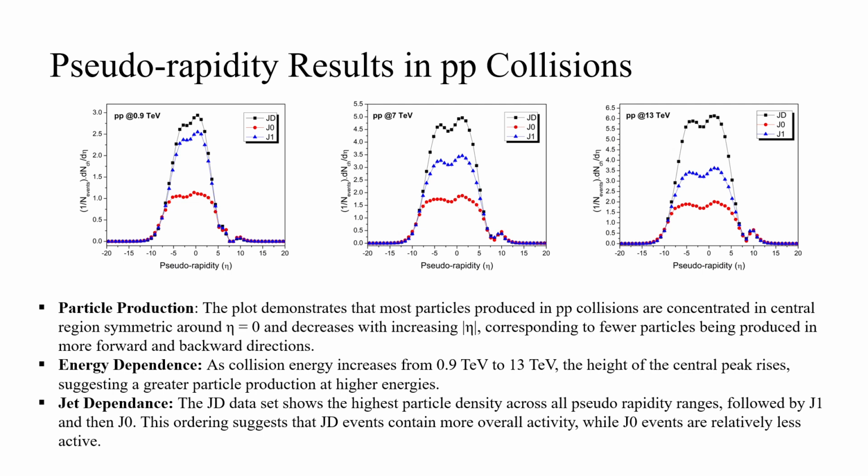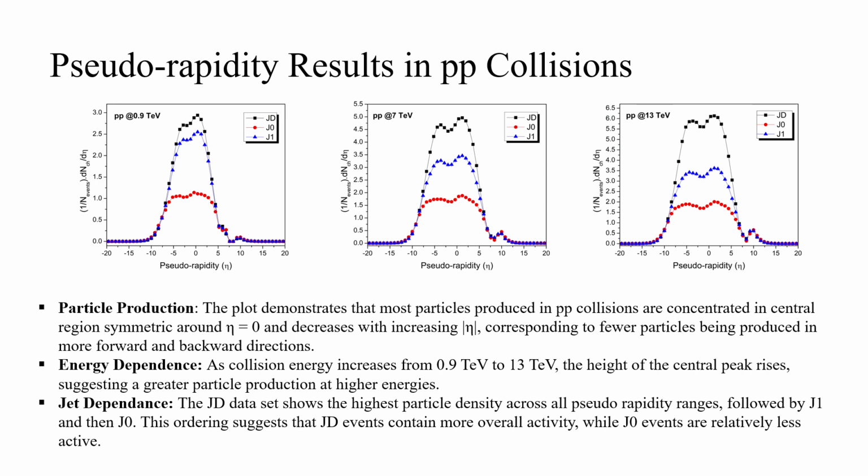So, in this lecture, we are going to discuss our pseudo-rapidity results in proton-proton collision. As you know, in the previous lecture, we discussed the multiplicity results in pp collision. So today we'll discuss the second results, which is the pseudo-rapidity results in pp collision.